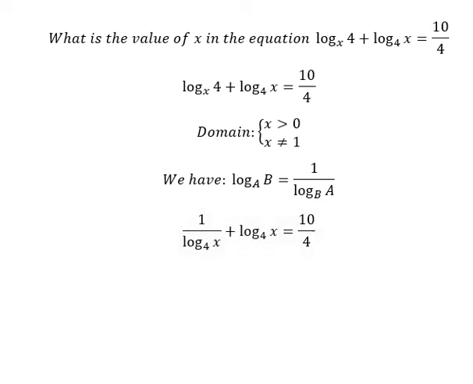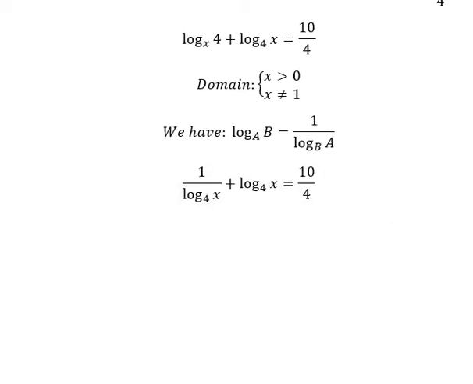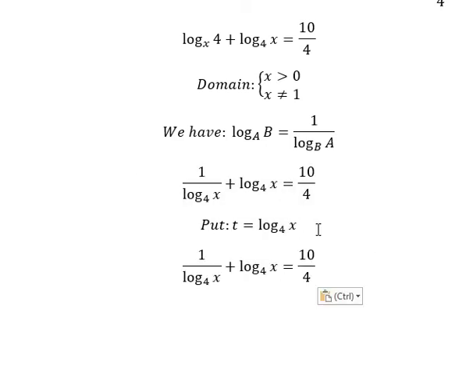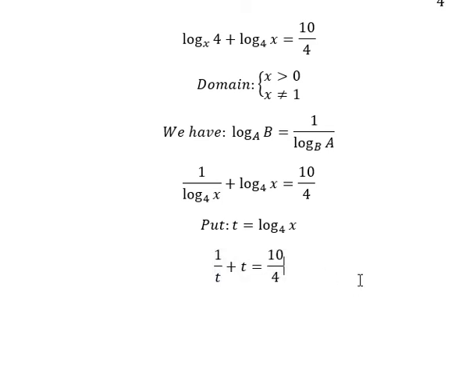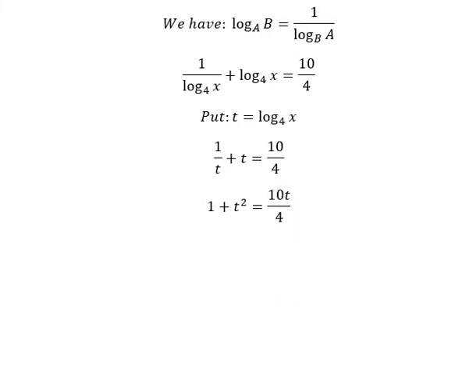just like this. Now we put t equals log base 4 of s. So we put t in here and t in here. Next, we multiply both sides by t. And now I need to arrange this equation. And now we can find the solution of this one.